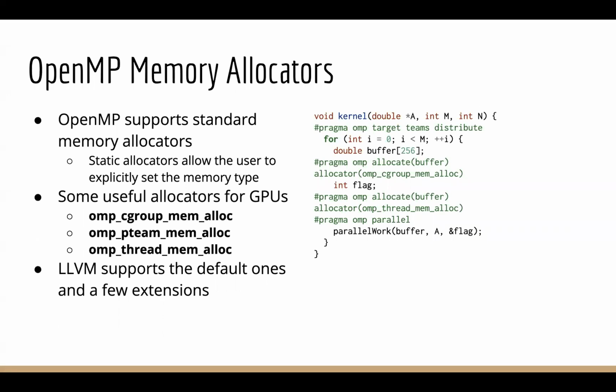actually use the OpenMP allocators for static allocations to specify which address space or memory type these variables should actually live in. And this is very useful for the GPU when you specifically want something to be in shared memory or in registers or stack memory or whatever. And these are the cgroup and thread memory allocators. In addition to these and some other ones, LLVM also supports some extensions to these standard memory allocators. So next, please.